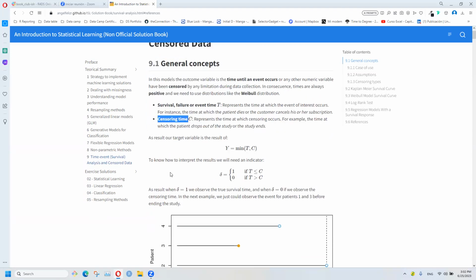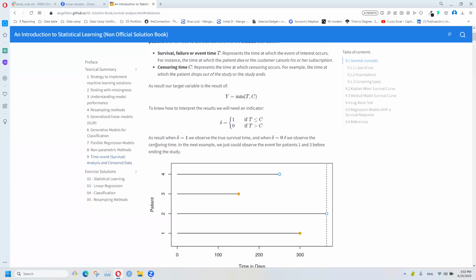or the passing time. So basically, apart from the target variable, we also have an indicator that we call delta. We use 1 when the event happens, takes place, and 0 when not. As a result, when delta equals 1, we observe the true survival time, and when delta equals 0, we observe the censoring time.